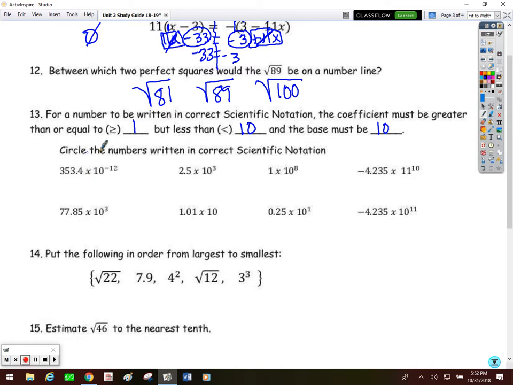All right? Well, if you look here, circle the numbers written in correct scientific notation. Well, first off, right off the bat, I see right now this is really, really big. It's much bigger than 10, but if you look, there are 1, 2, 3 numbers in front of the decimal.